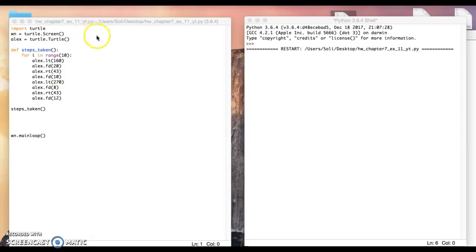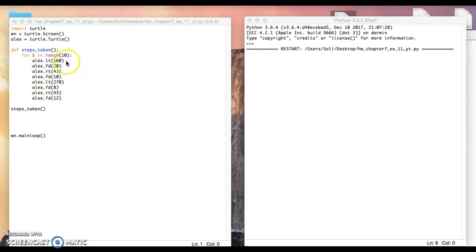So the first thing I did was to import a turtle, then to set up the turtle screen and call my turtle Alex. Then I did a function so I can see how the person moves.